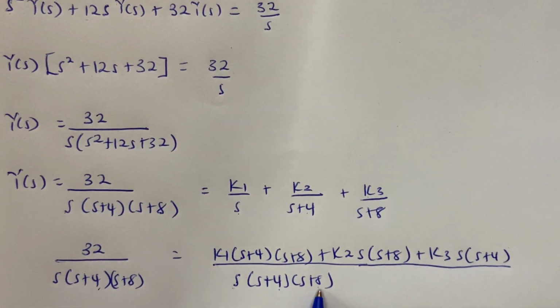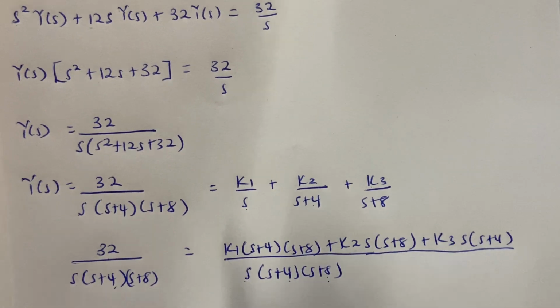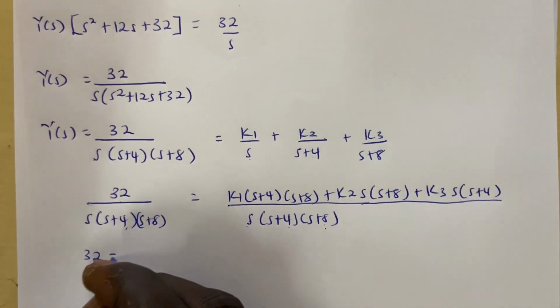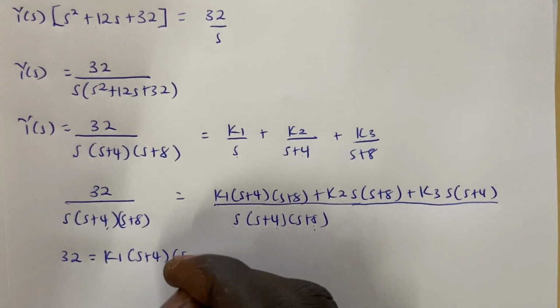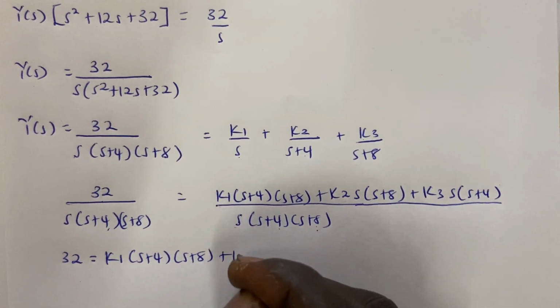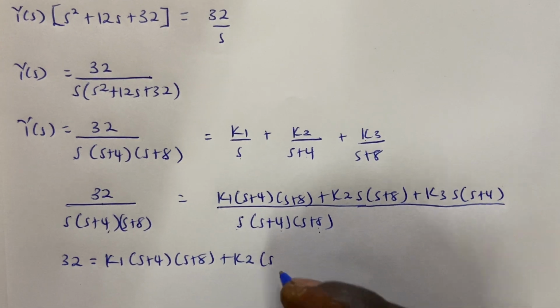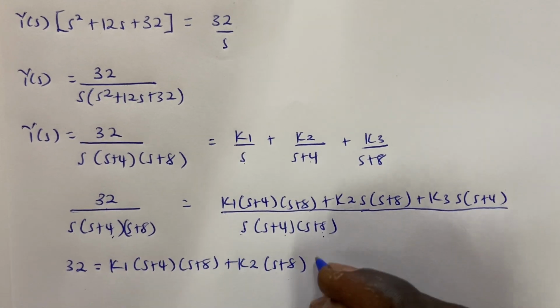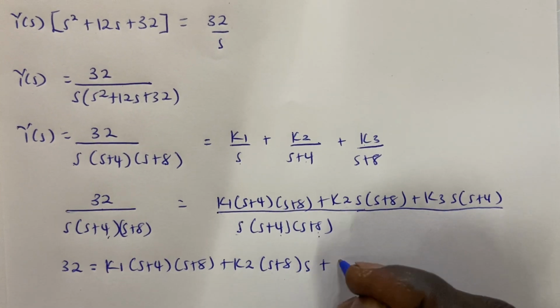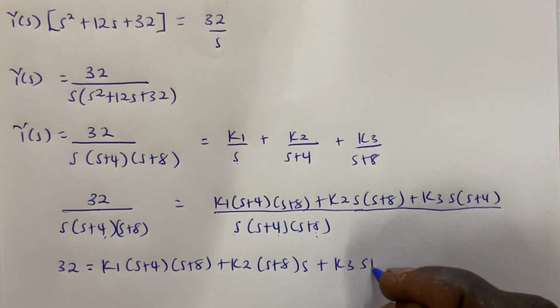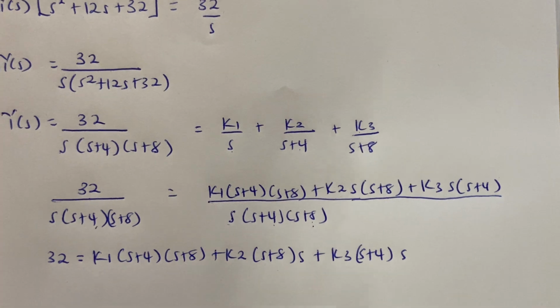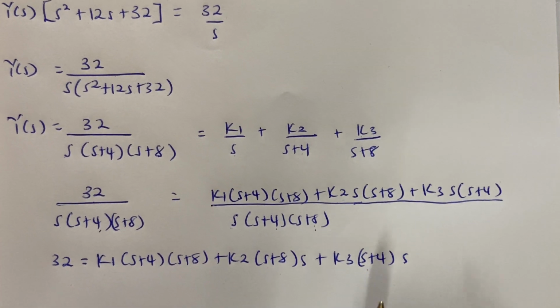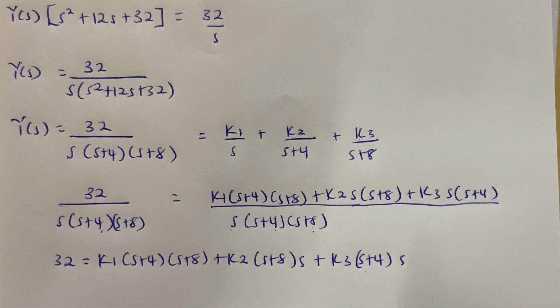Since the denominators are the same, we can just equate the numerators to each other. So now we are getting 32 is equal to k1 times (s plus 4)(s plus 8), plus k2 times s(s plus 8), plus k3 times s(s plus 4). So now we are finding these three constants. In order to do that, we have to make sure that they stand alone.